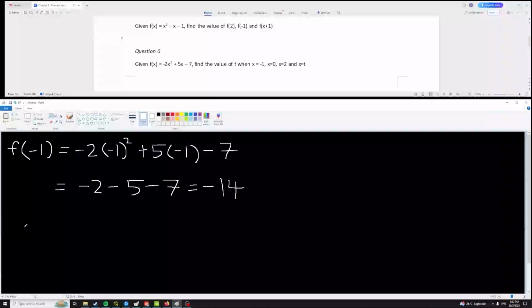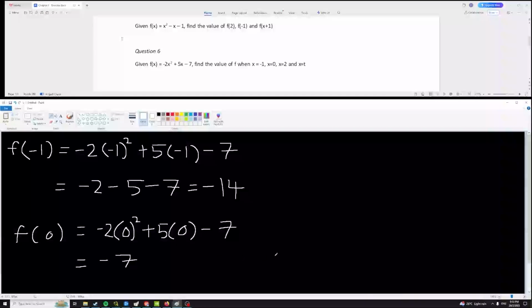Okay, then if x is 0, 2x plus... okay, so this one is 0. Basically, anything you multiply with 0 is 0. This 2x is 0, so the answer is negative 7.